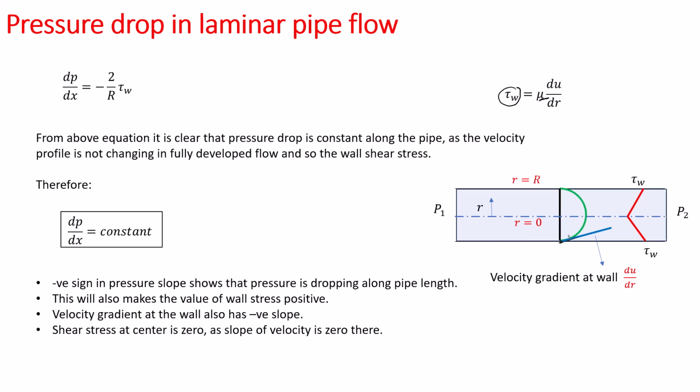Okay, this is a positive slope. Sorry. Shear stress at the center is 0, and the slope of the velocity is 0 there at this point.